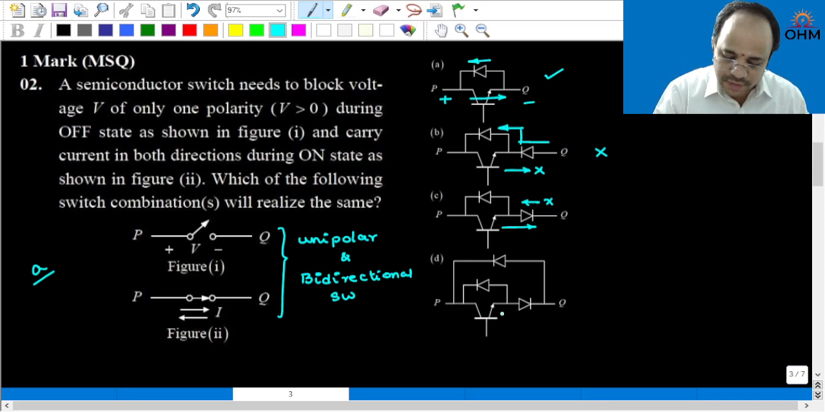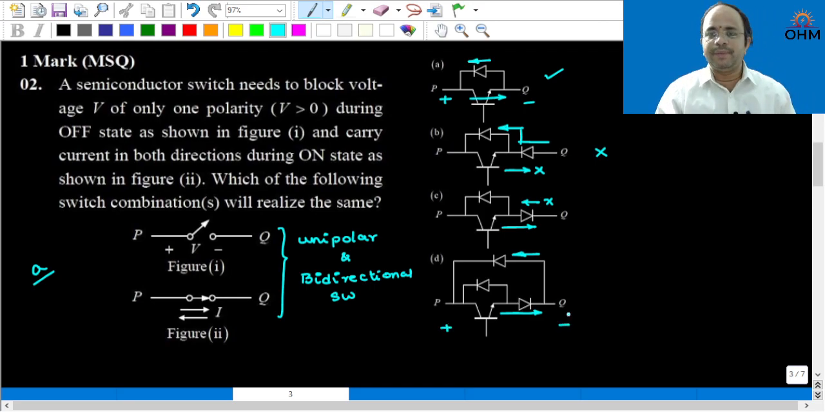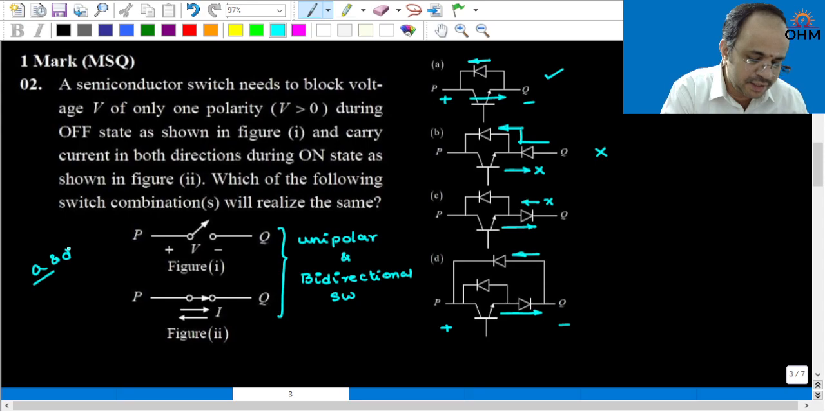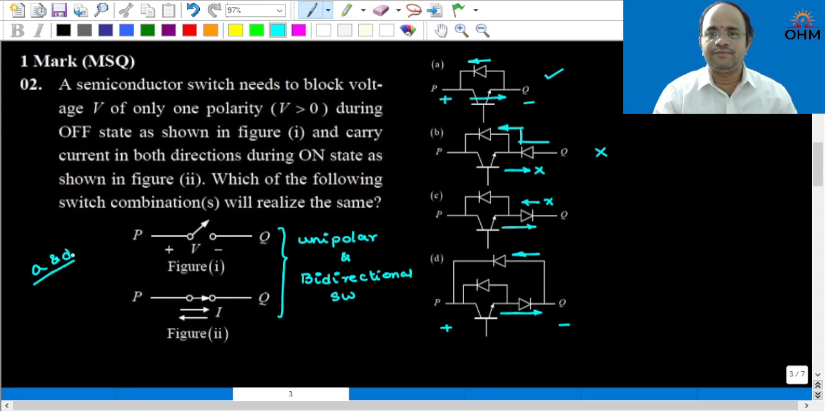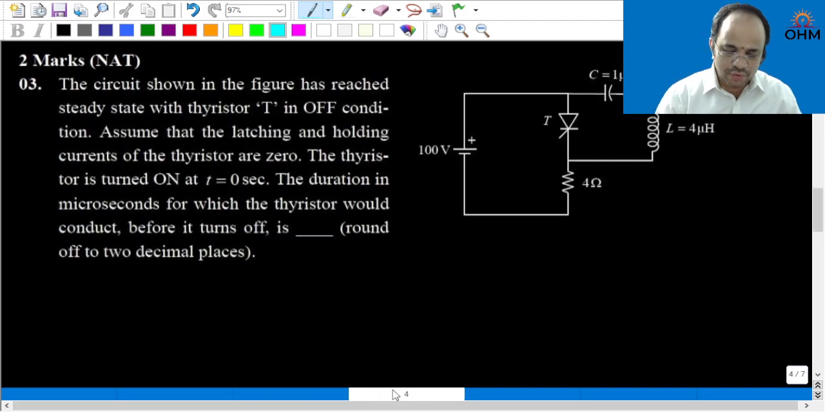Now, in this case, current can flow from P to Q. Current can also flow from Q to P. And the voltage across the switch will be simply positive voltage, right? Unipolar voltage. Therefore, option D is also suitable for the given question. So there are two correct options, that is A and D. Now let us go to another question.